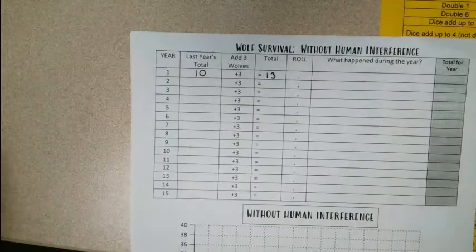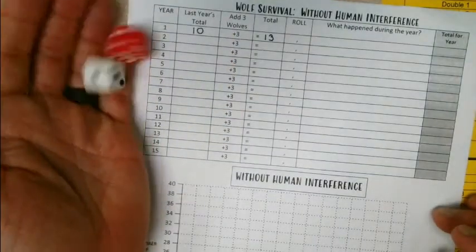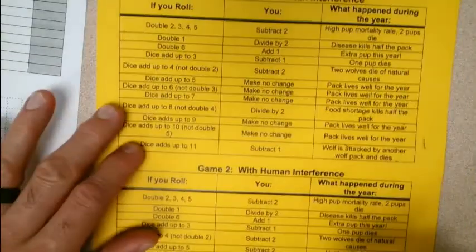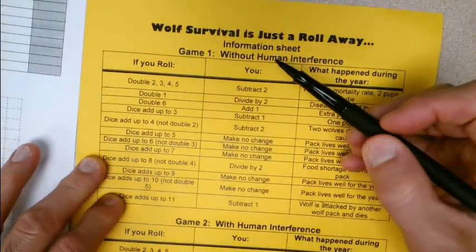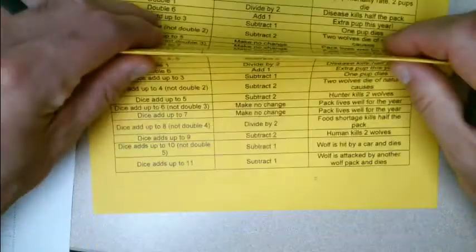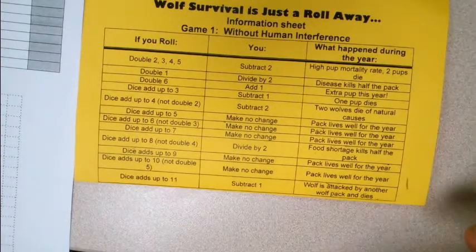And then I'm going to roll 2 dice. Now for this game, you need 2 normal 6-sided dice. So I'm going to roll my 2 dice. Oh, wow, double 6s. And then I'm going to look on my chart. Now, if we look at the chart, there's one that says without human interference and one that says with. My suggestion, if the teacher gives you a paper, fold it so you're only looking at the chart that you need. If you look at the wrong chart, all your stuff's going to be wrong.